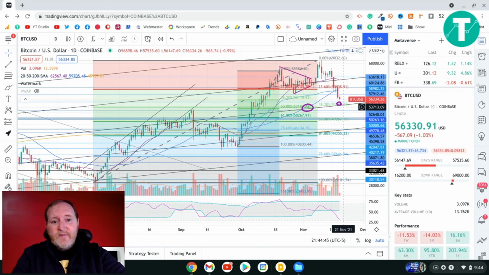Well, that's what I wanted to share with you about using the Fibonacci retracement tool here on Bitcoin. Are you invested in Bitcoin or trading the coin?